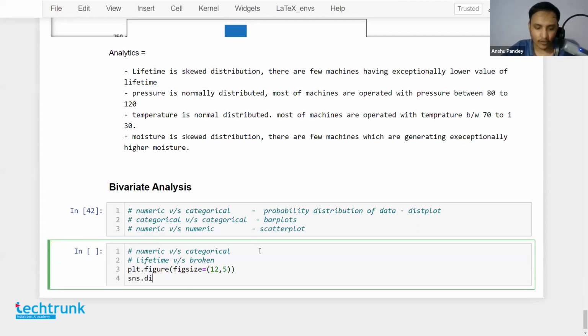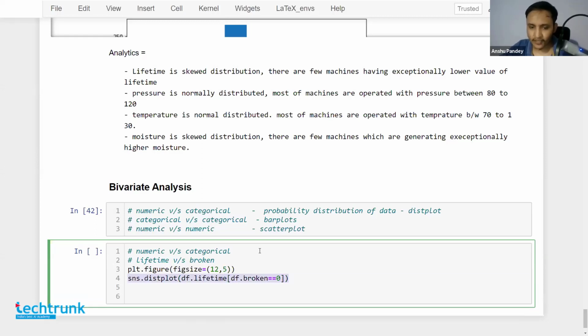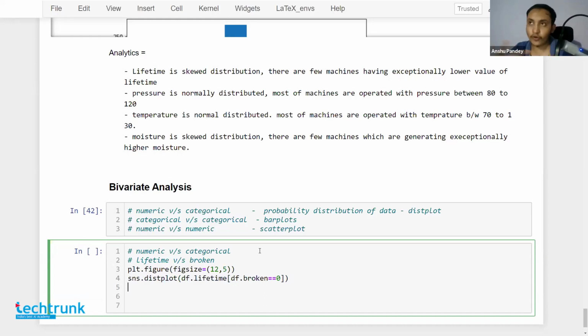We can say sns.distplot, which is df of lifetime, or we can simply say df.lifetime, where df.broken equals 0. So we are drawing the graph of lifetime where the machines are not broken. Let's take the default color. This is for machines which are not broken. So we're trying to draw a distribution plot of the lifetime of the machines which are not broken.